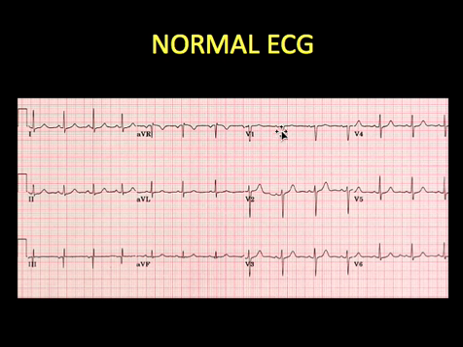So as we go from V1 to V6, the height of the R wave is increasing and the depth of S wave is decreasing. So this is called a normal progression of R wave. This pattern can be disturbed in case the patient has a history of old anterior wall MI. So that can disturb this pattern of normal progression of R wave. Let's go to the steps.